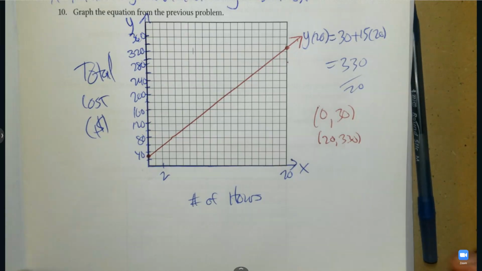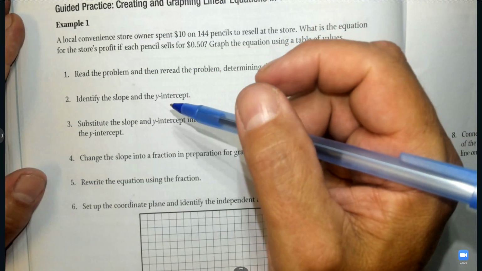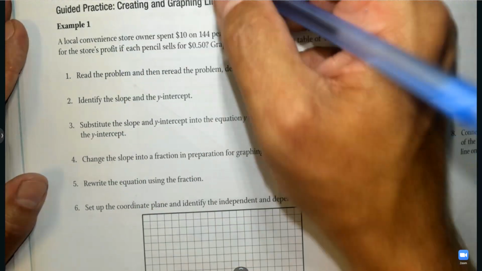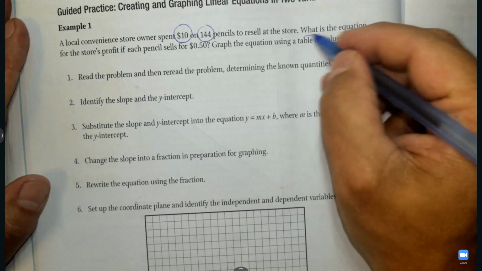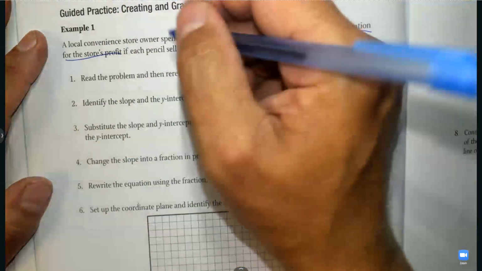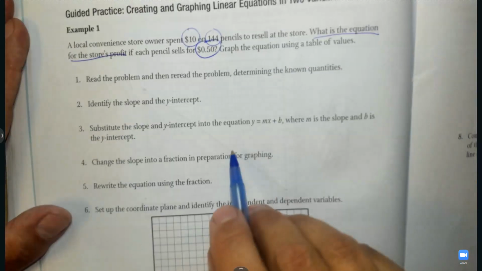All right, turn the page. Let's read this together. This one's a little more challenging, but we'll do it together. A local store spent $10 on 144 pencils. What is the equation for the profit if each pencil sells for 50 cents? And then we're going to graph it.